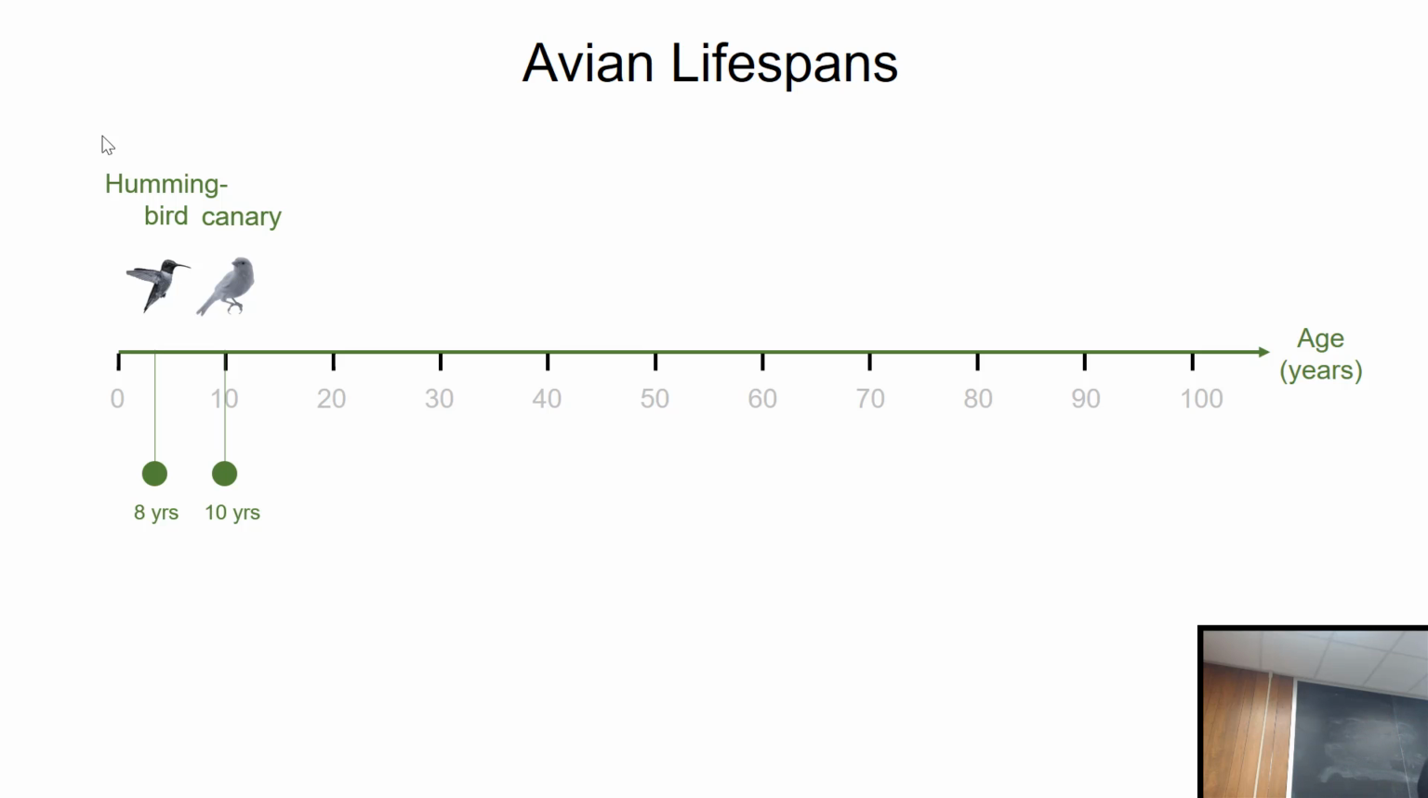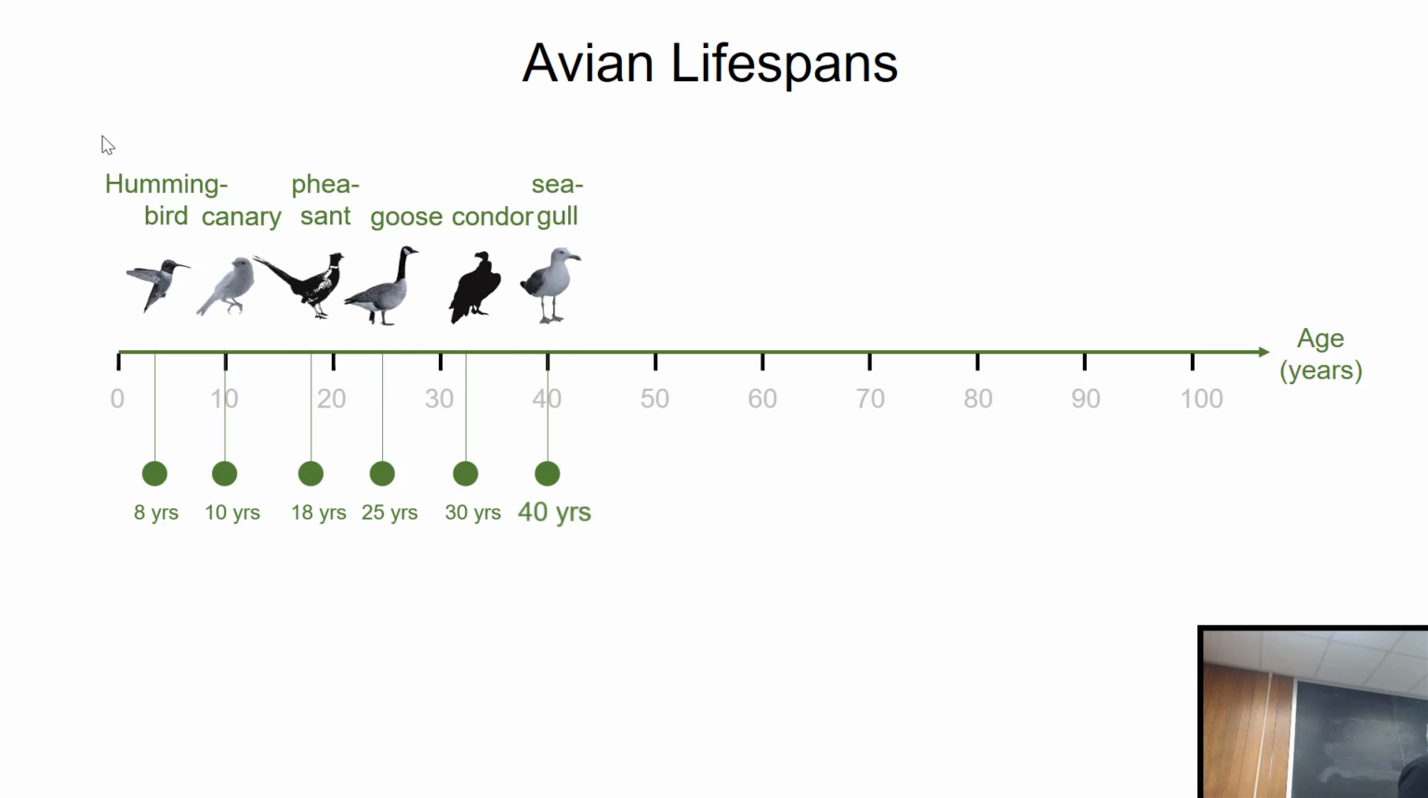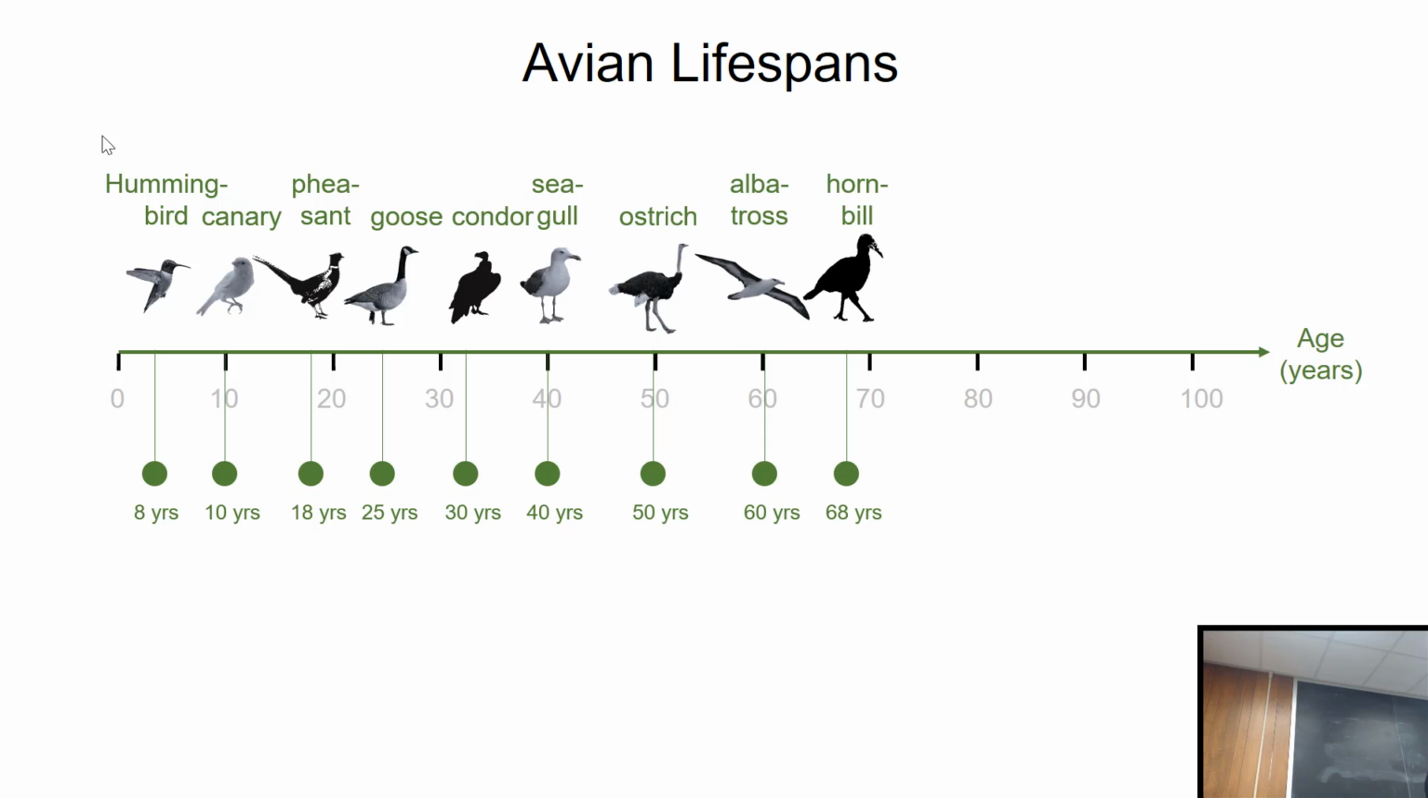Okay, and with avians, you get into birds, hummingbirds. Birds, by the way, are for their size very long-lived relative to mammals. So like a hummingbird or a canary, it's the size of a mouse or rat. A mouse or rat would live a year or 2 or 3, and these things live 8 and 10 years. Birds in general are much longer lived for their size. Pheasant, goose, condor, seagull, we'll just go on up here.